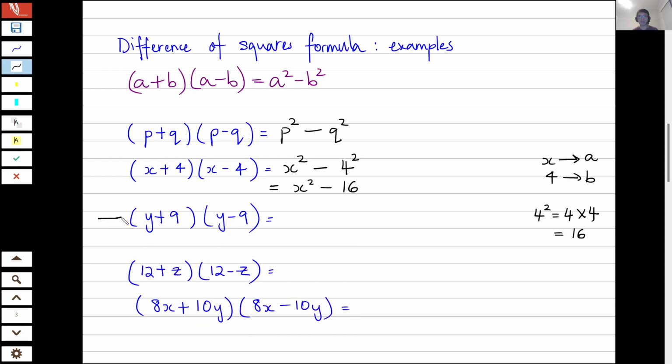All right, let's look at the next one. y plus 9, y minus 9. This time I'm going to have y squared and 9 squared, and I take the difference. Now 9 squared is 9 times 9, which gives me 81. So my final answer when expanding brackets will be y squared minus 81.